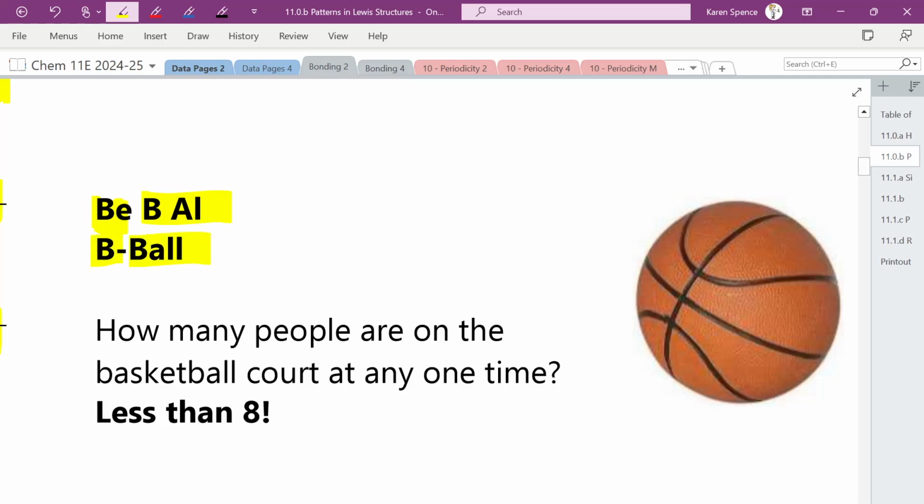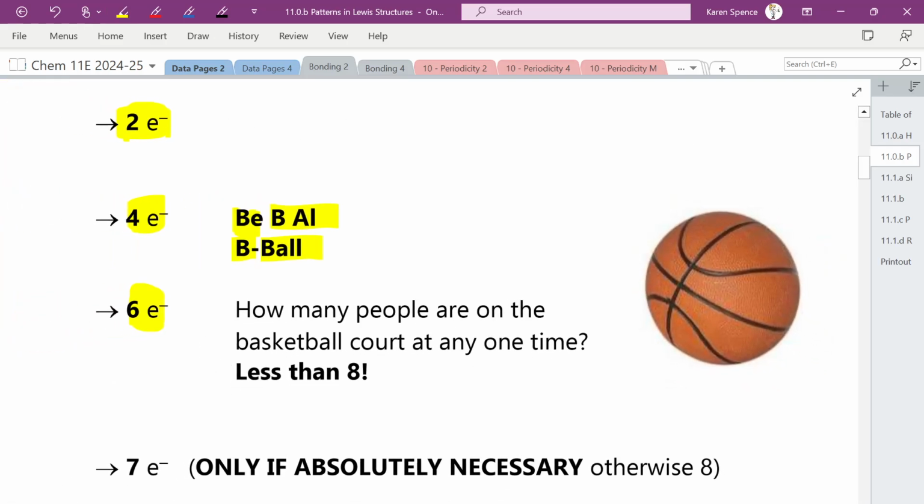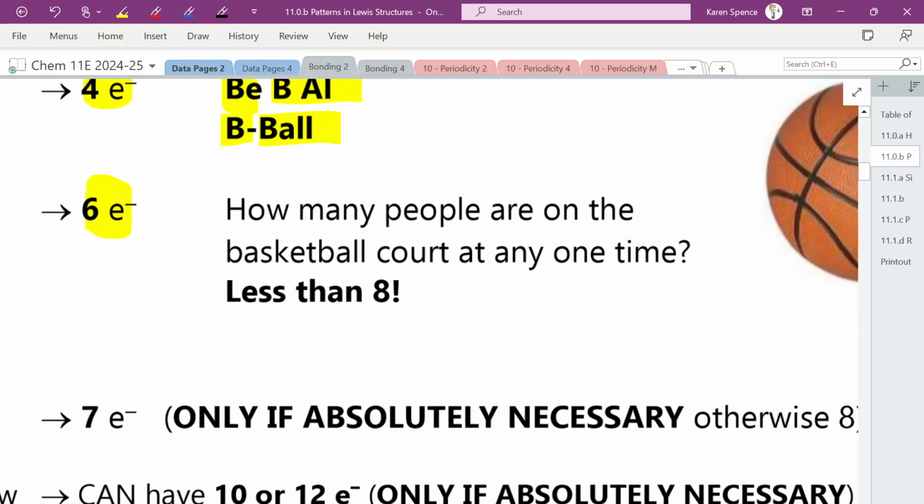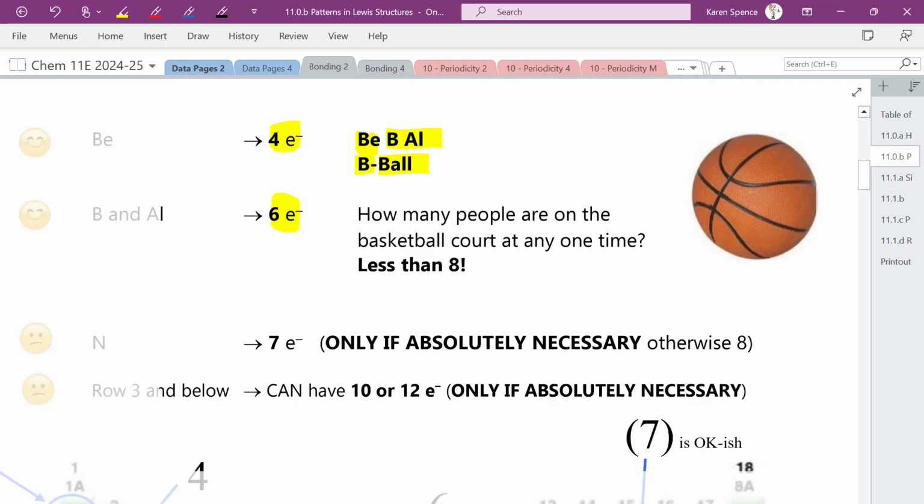B-ball. Is that good? Helpful? Okay. And I'm not very good at sports, so I actually don't know how many people are on the basketball court at any one time, but I know that there are less than 8. Am I correct? Okay. There you go. So there's less than 8. Maybe that will help you.